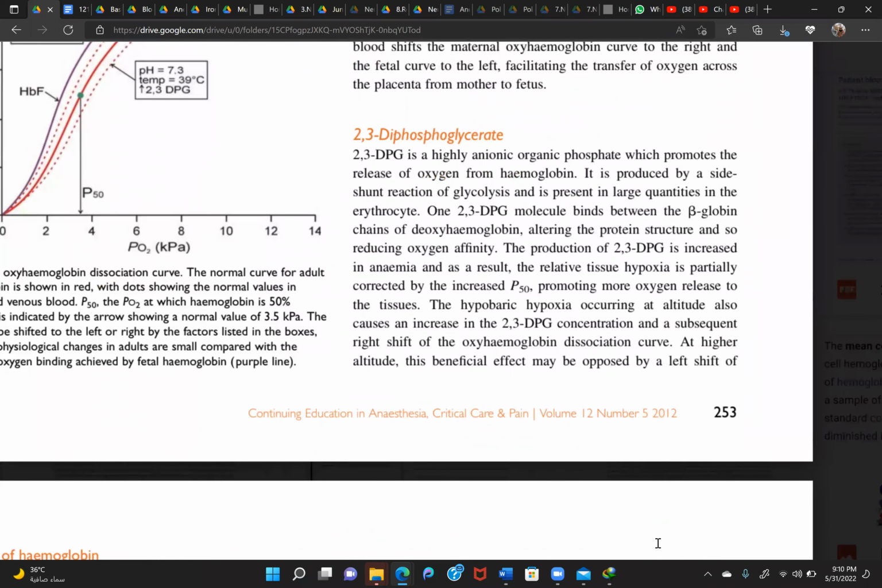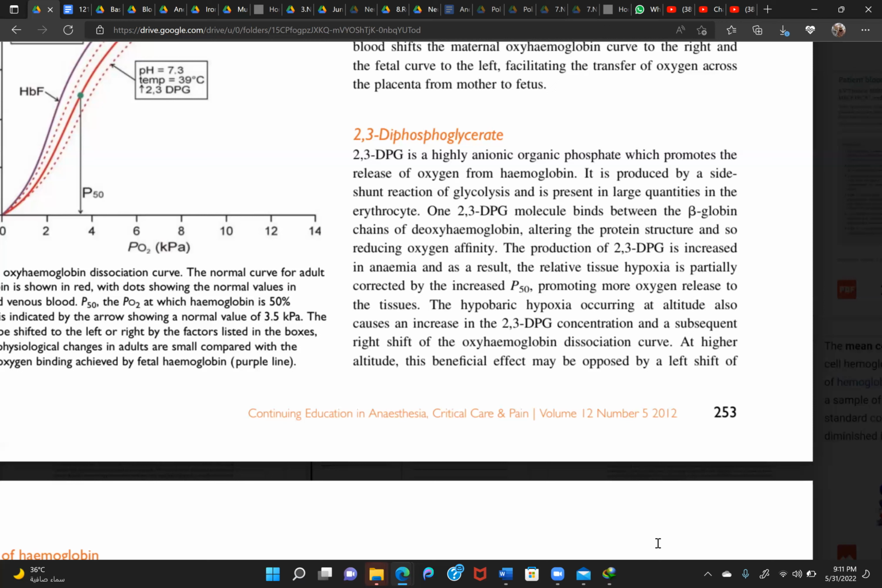This is a very confusing thing. 2,3-DPG, what is it? It is a highly anionic organic phosphate, which promotes the release of oxygen from hemoglobin. It is produced by a side shunt reaction of glycolysis and is present in large quantities in erythrocytes. The 2,3-DPG molecule binds between the beta globin chains of deoxyhemoglobin, altering the protein structure and so reducing oxygen affinity. So 2,3-DPG is trying to unload the oxygen, creating some change in the structure of the beta globin chain of deoxyhemoglobin. The production of 2,3-DPG is increased in anemia. As a result, the relative tissue hypoxia is partially corrected by the increased P50, promoting more oxygen release.